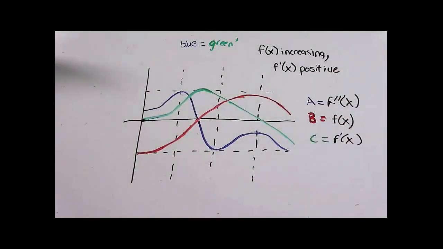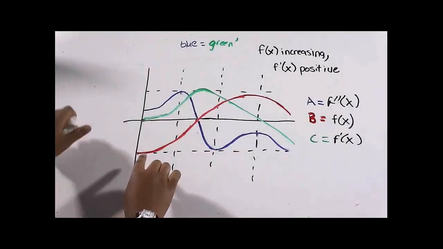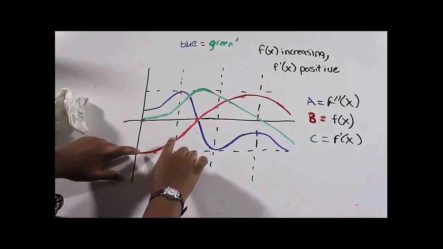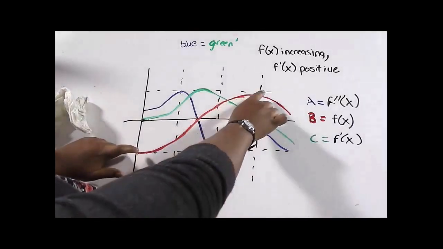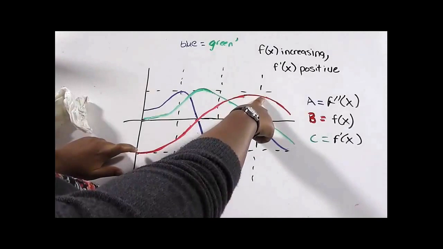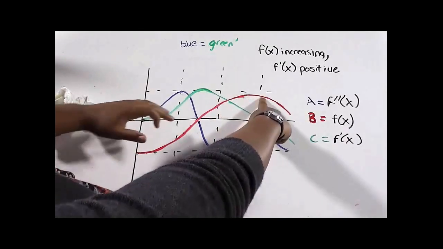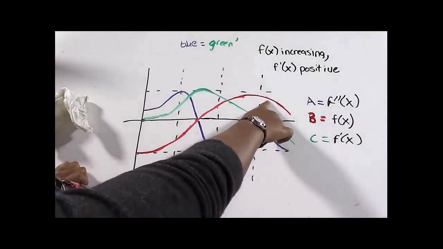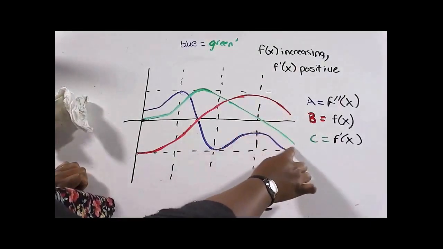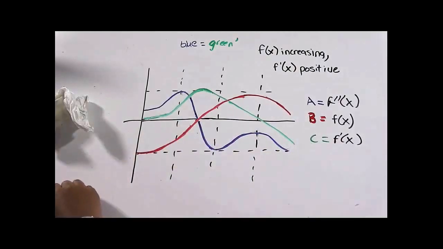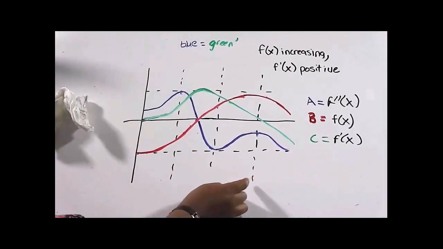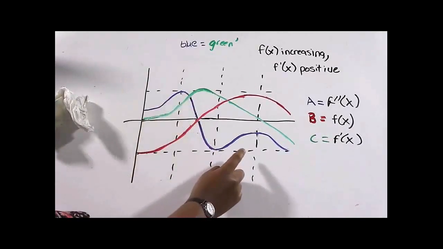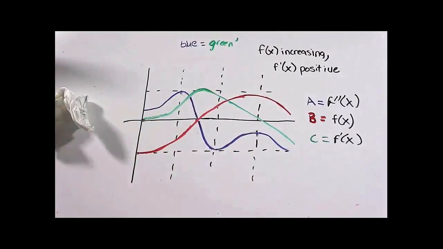So let's just make sure that this works. While the red function is increasing, it keeps increasing until this point. So that must mean that the green function must be above the x-axis until this point. And indeed it is. As soon as the red function starts decreasing, the green function goes below the x-axis. It turns negative. So that's a check. And we already proved that the blue function is a derivative of the green function. So we sorted it out and figured out the relationship between all three functions.